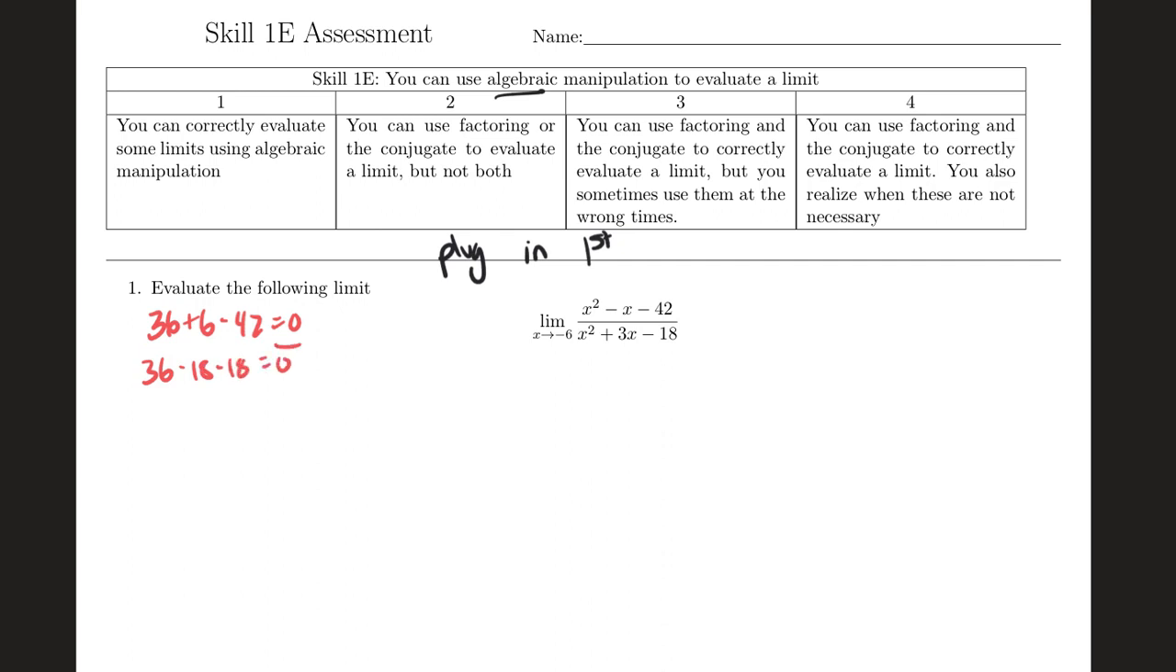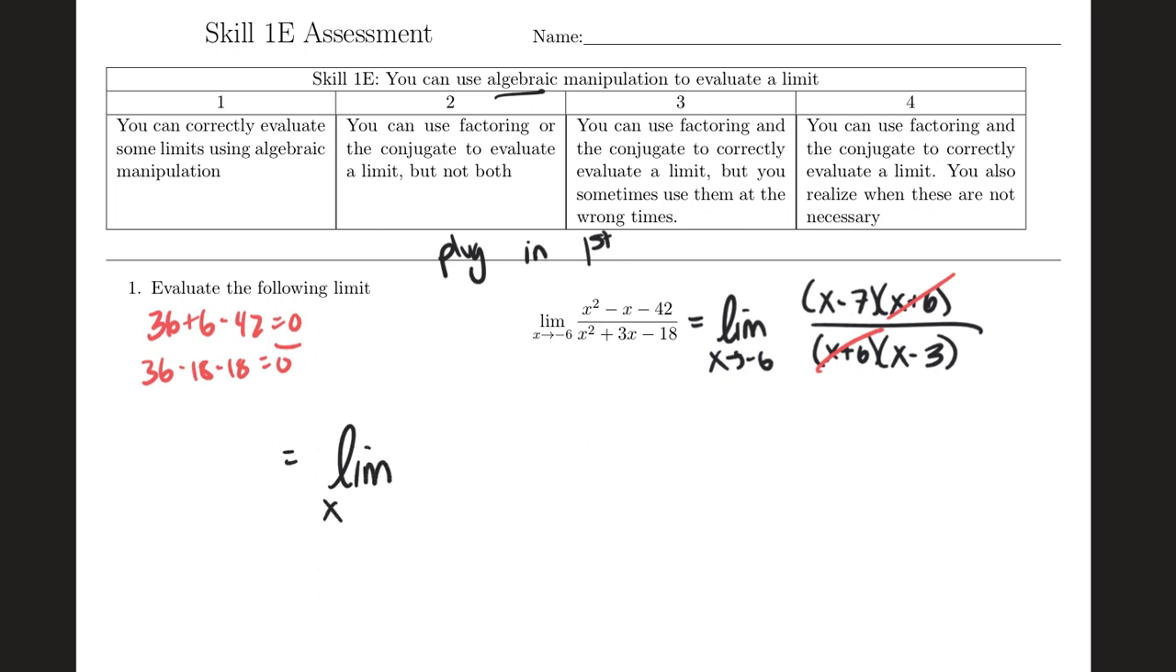So on the top and bottom, I would get 0 over 0, and 0 over 0 means there's something you can do algebraically to simplify your expression. And the way we're going to do that in this section, most likely, is factor. So let's see, multiply to -42 and add to -1, it's going to be -7 and +6. On the bottom, multiply to -18 and add to 3, that's going to be +6 and -3. And your goal, because we started with 0 over 0, is for something to cancel. And this gives us our limit as x approaches -6 of x minus 7 over x minus 3.